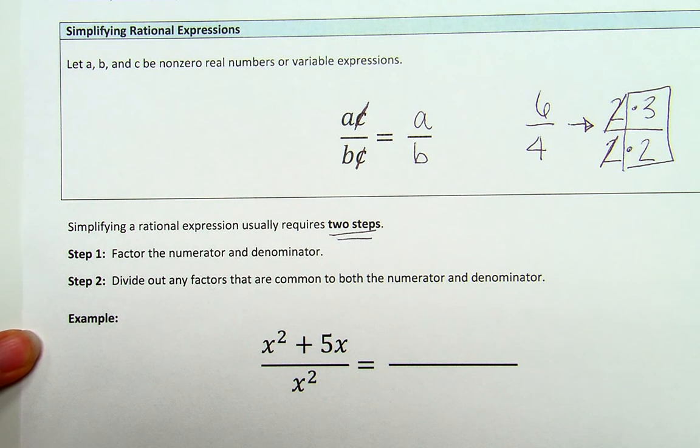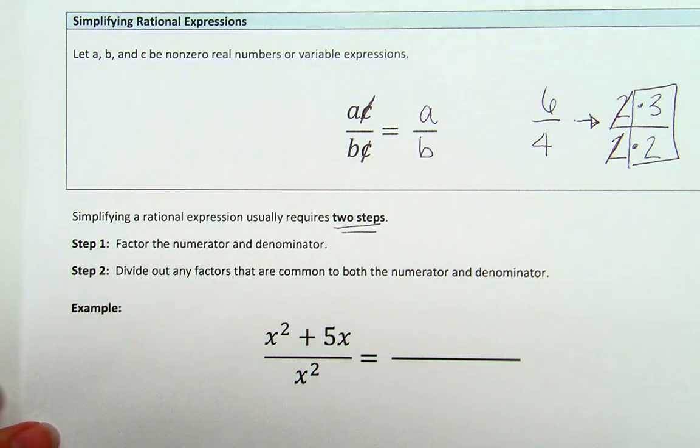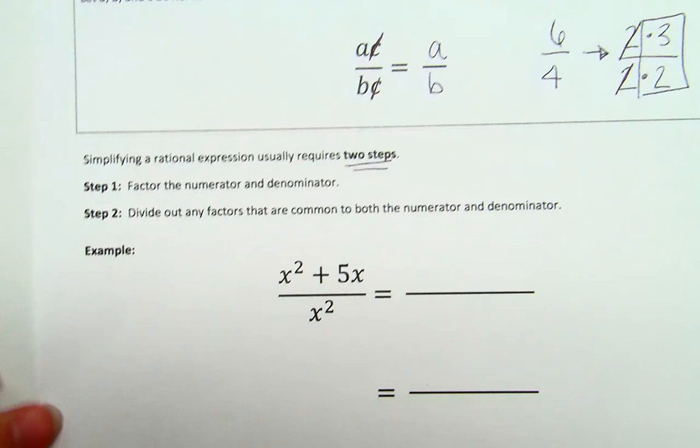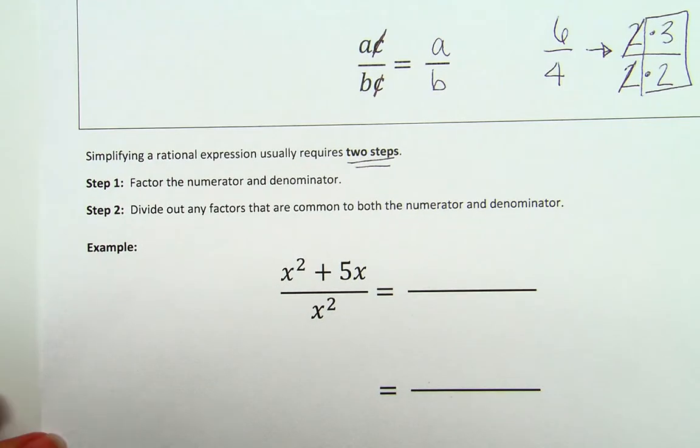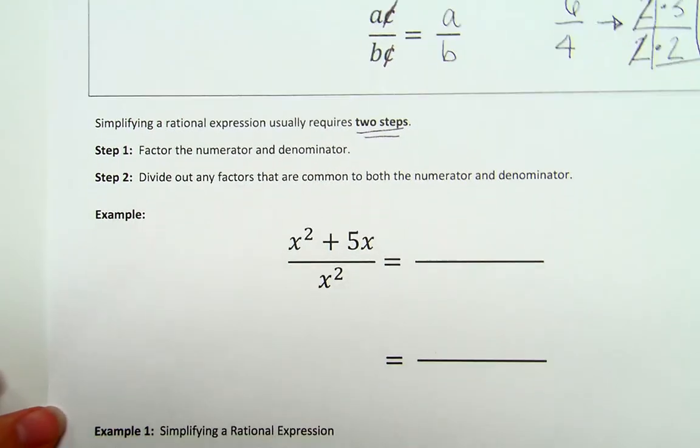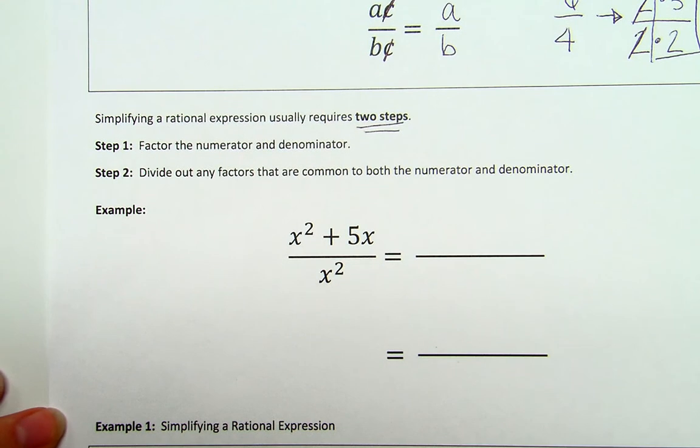If you factor them right off the bat and you get them into smaller groups, it'll be very obvious most times what your common factors are. Step 2 has you dividing out any factors that are common to both the numerator and denominator. Okay, so I'm giving you an example here that we're going to talk about before we move on to actual full-blown examples where we're going to be simplifying a little bit more.